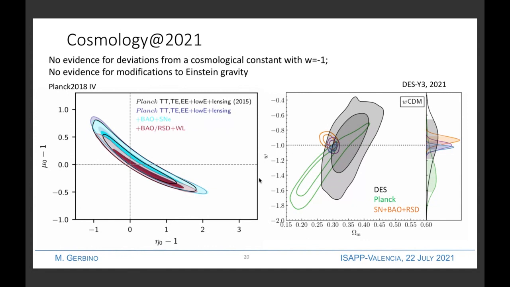We also do not see any deviation from the description of dark energy in terms of a cosmological constant, as highlighted by this plot on the right, where we are showing contours of the equation of state of dark energy, W, against the density of matter. And you see that these contours sit on top of W equal to minus 1, which is the prediction for a cosmological constant.